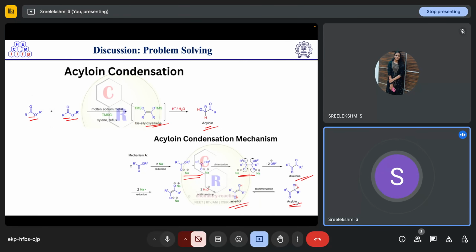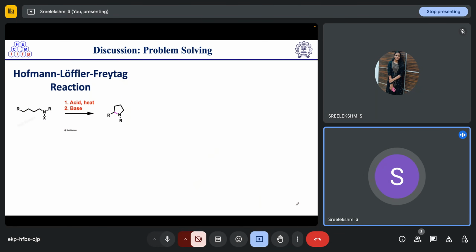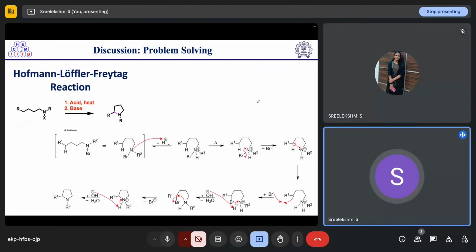Now in the last lecture we have seen carbon-nitrogen and carbon-oxygen bond formation and decarboxylation. One of the reactions which we saw there was the Hofmann-Loeffler-Freytag reaction. That is basically a cyclization reaction, in the presence of acid and heating, and then in the presence of base.